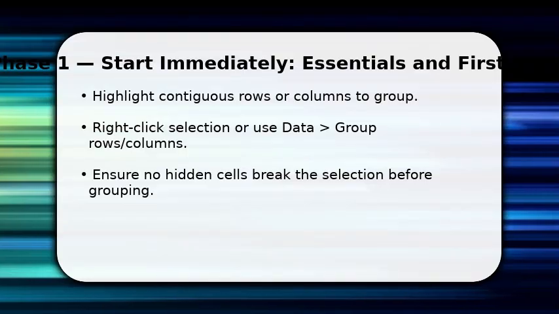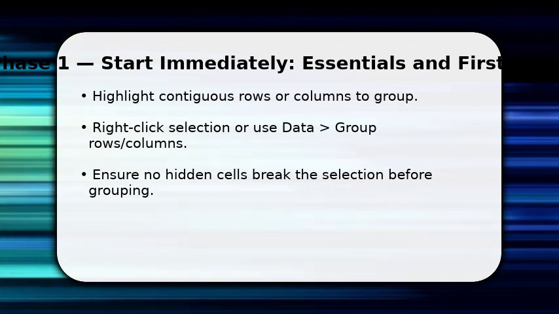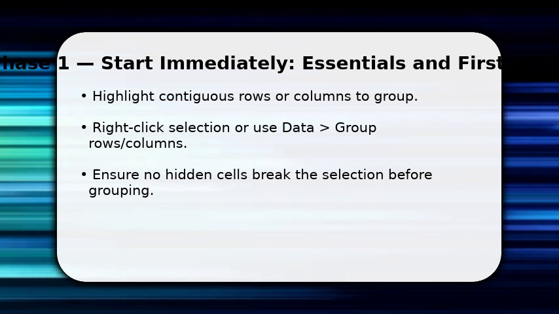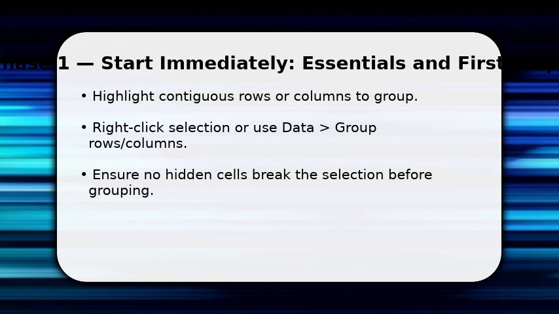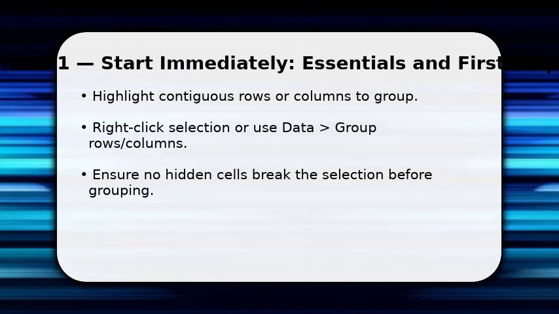You start by selecting the exact rows or columns you want to group. This is where precision matters. Once selected, right-click or go to Data and choose Group Rows or Group Columns because Google Sheets creates a collapsible outline based on the selection. Make sure no hidden rows or filtered ranges interrupt the block, otherwise grouping will skip cells. This first step establishes the outline structure. It saves time when you need to collapse sections for cleaner sheets.